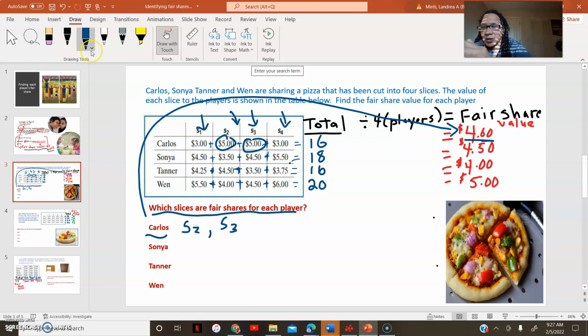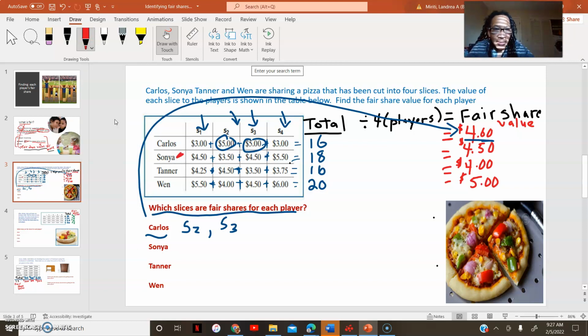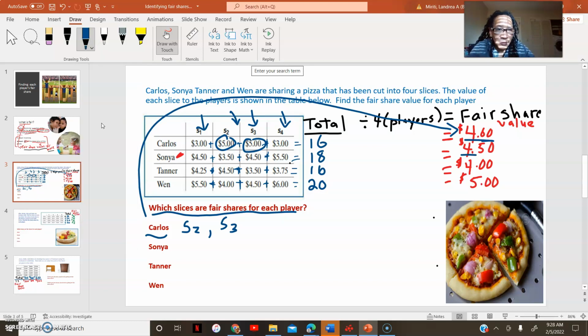So likewise, we could look at all the other players. Like if we want to look for Sonia, and we see that her fair share value is $4.50. So if we want to know what slices are fair for her, we look for any slices that are $4.50 or more. So there's one, there's one, and there's one. So that corresponds to slice 1, slice 3, and slice 4 would be fair shares for Sonia.